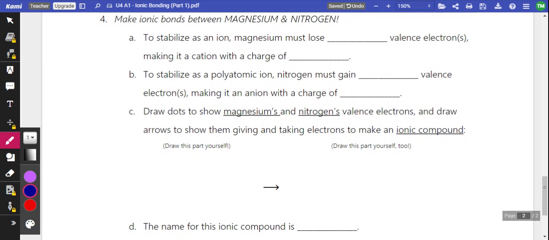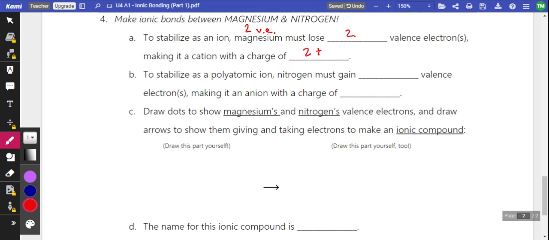Okay, so we're going to make ionic bonds between magnesium and nitrogen. Well, magnesium is familiar from the last one. Since magnesium starts with 2 valence electrons, we would expect it to lose those 2 valence electrons, meaning it's going to be left with a charge of positive 2. We write it as 2 plus. Not so bad so far.